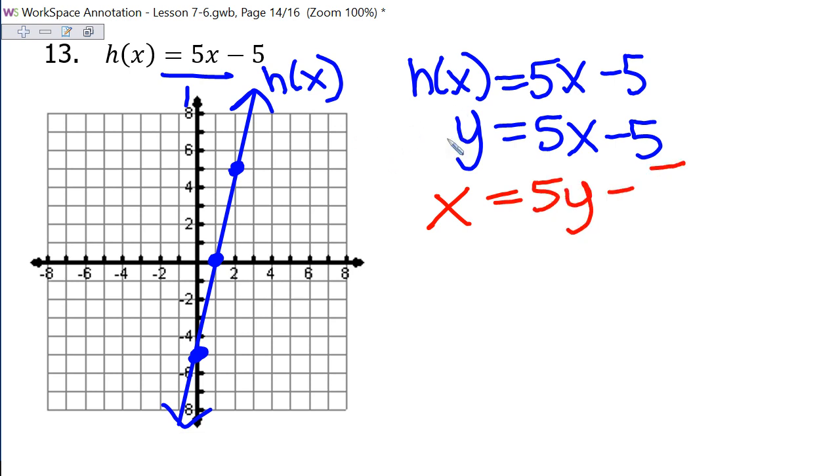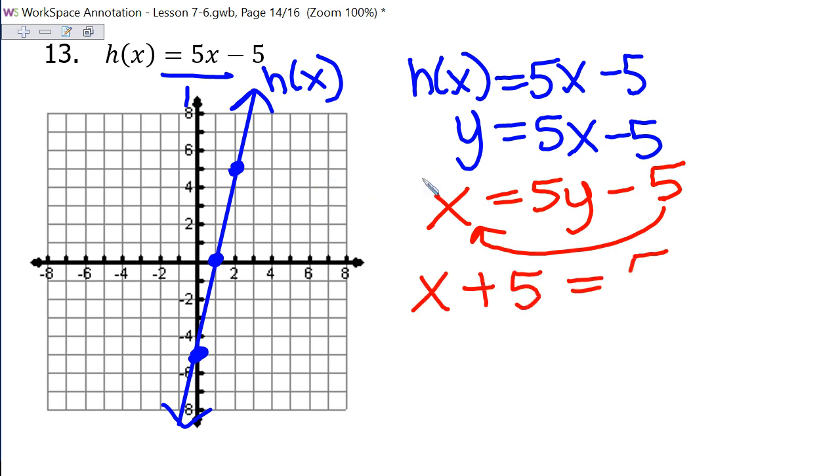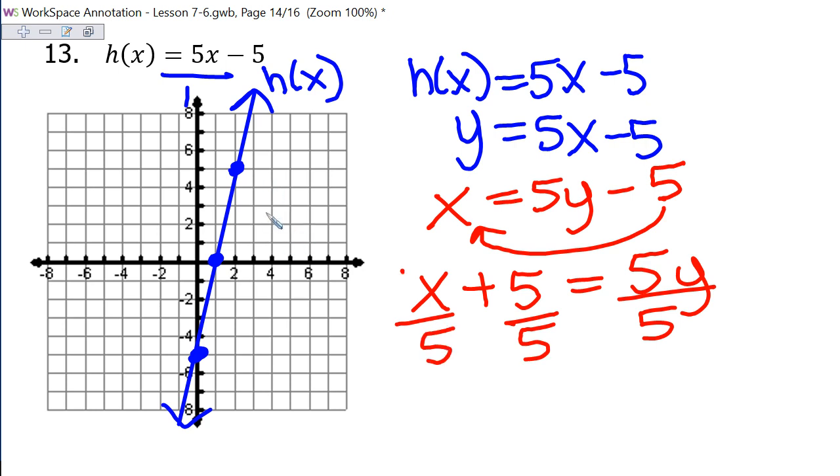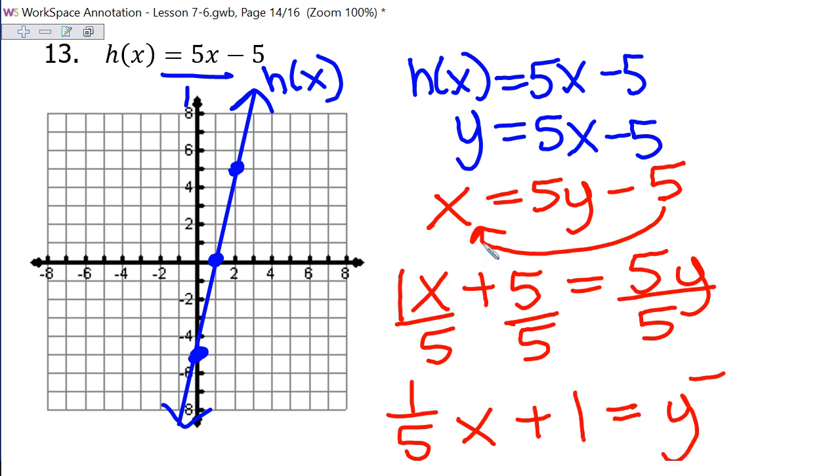What's next? Move the -5. What happens to -5 when I move it to the other side? It changes to +5 equals 5y. Divide everything by 5. Yes, there's a 1 in front, so this would be 1/5 x plus 1 equals y, and I'll make that y inverse. So what's the y-intercept? 1.